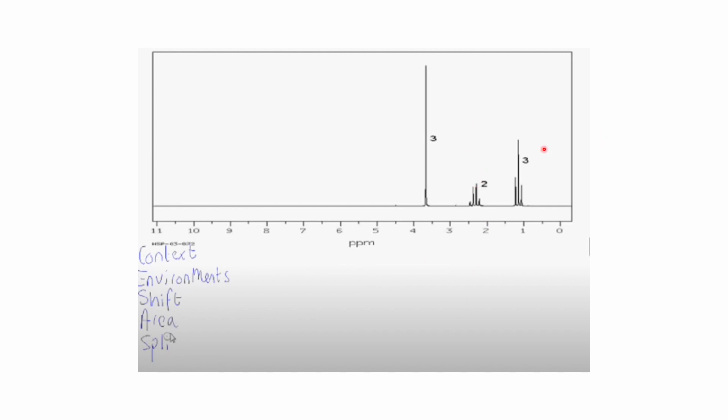Looking at how many clusters of peaks there are would tell us how many proton environments there are. Here we can clearly see that there are 1, 2 and 3 proton environments, which are labeled A, B and C.